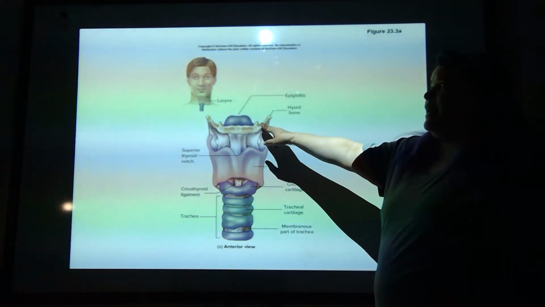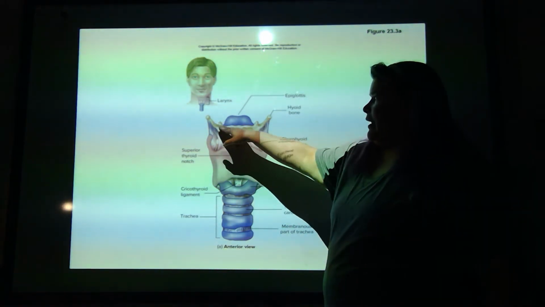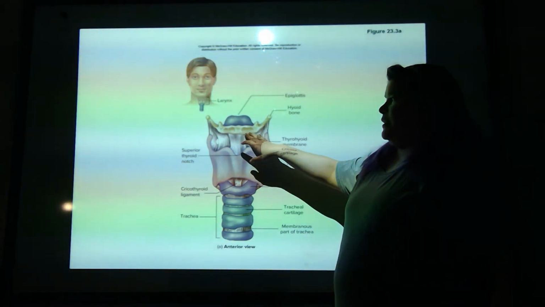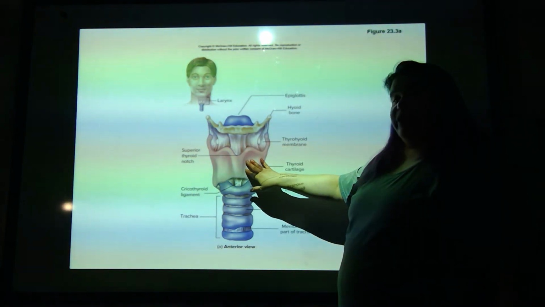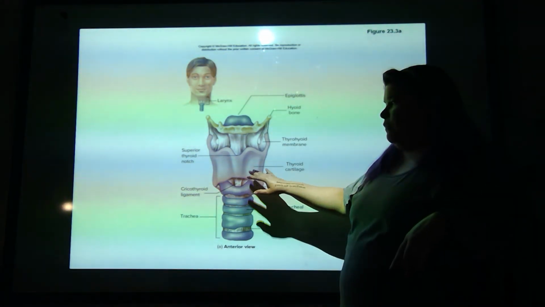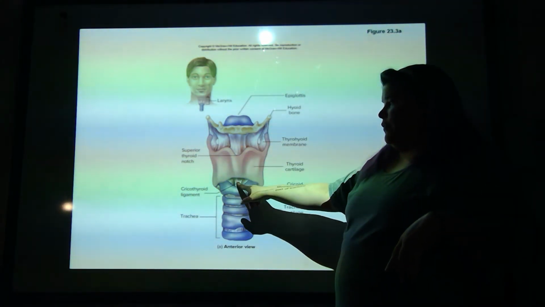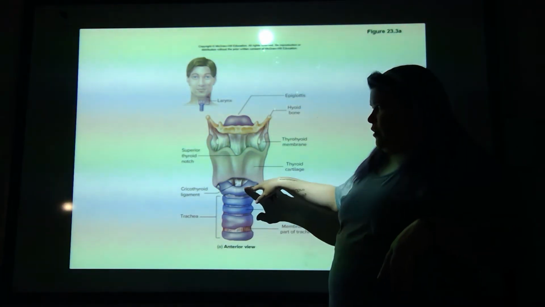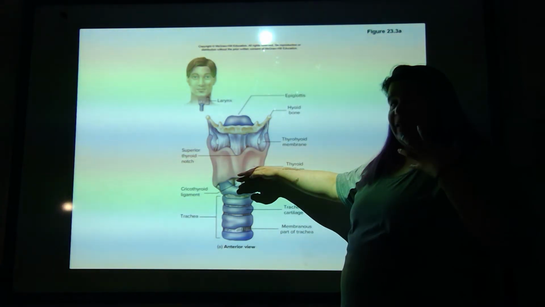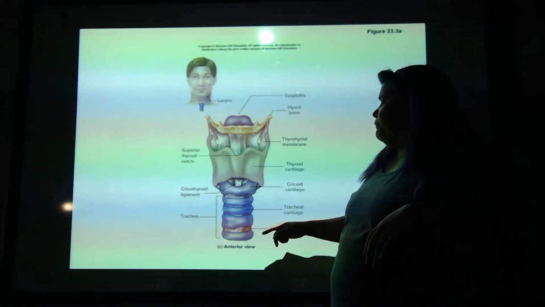So here's that hyoid bone at the top, okay? You got that U shape with the little horns. You've got the thyroid membrane. Here's the thyroid cartilage, okay? It kind of looks like a butterfly. You've got the cricothyroid ligament. There's the cricoid cartilage. So pretty much here to here, that's going to be your larynx, okay?